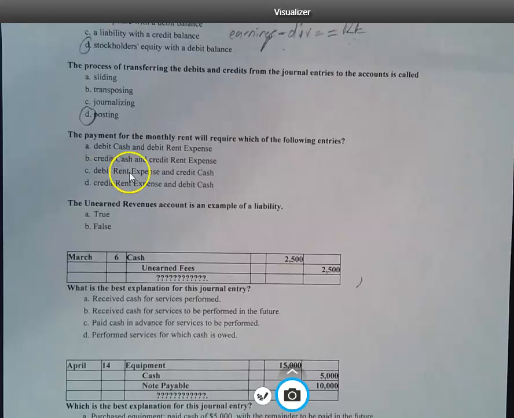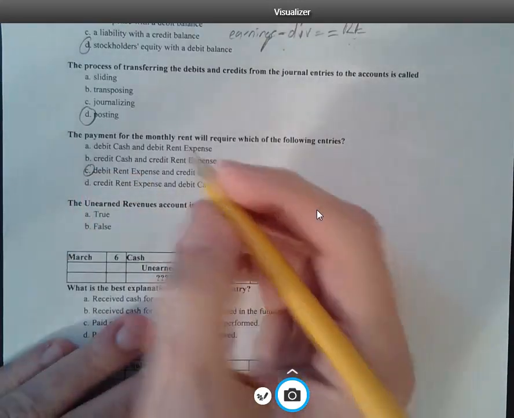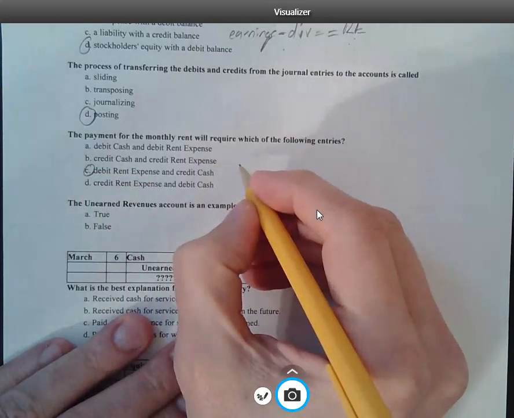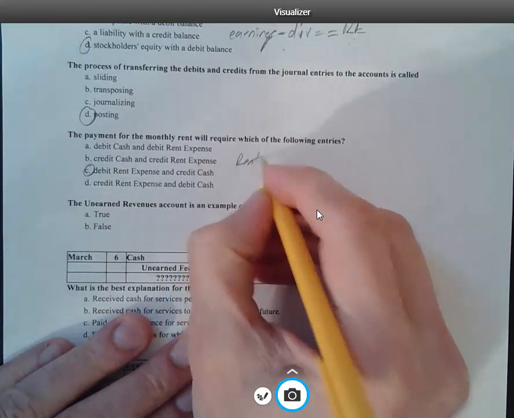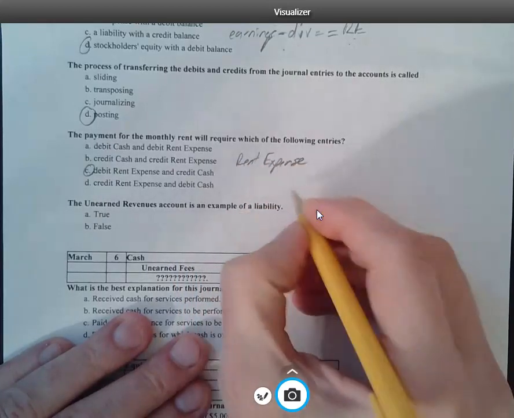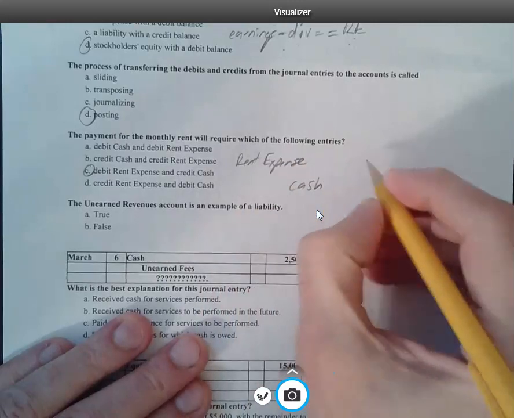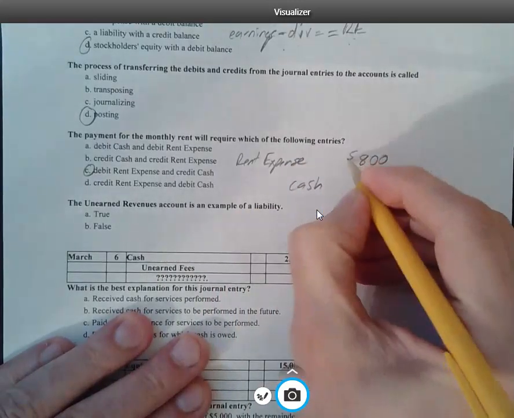C, debit rent expense and credit cash. This is actually going to be our correct answer. So let's say we had a rent payment of $800 a month. We would have rent expense, and then we would have cash. I think I said $800. There you go.